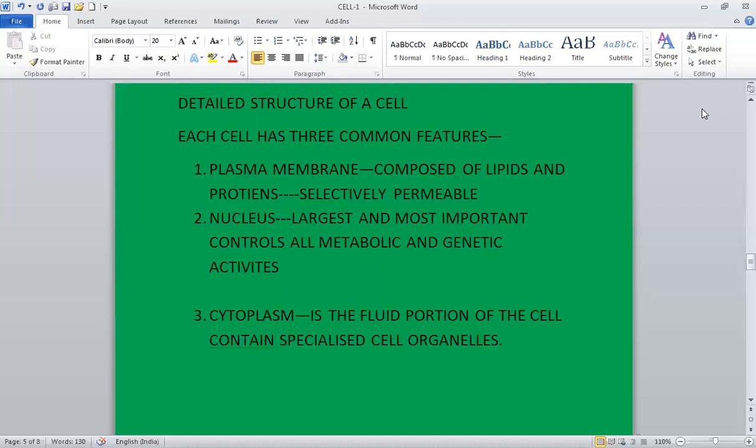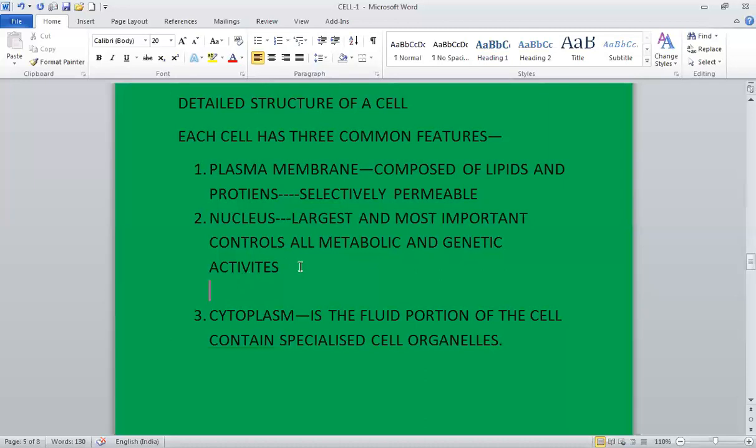So each cell possesses certain components, and these components are responsible for specific functions and are called cell organelles. The main three features of a cell are plasma membrane, nucleus, and cytoplasm.